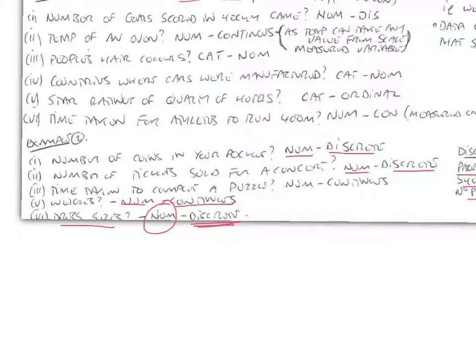So in summary then, data can be broken into two types. Categorical is the first type, which can be further broken down into nominal and ordinal, or the other type of data is numerical, which can be broken down into discrete or continuous.